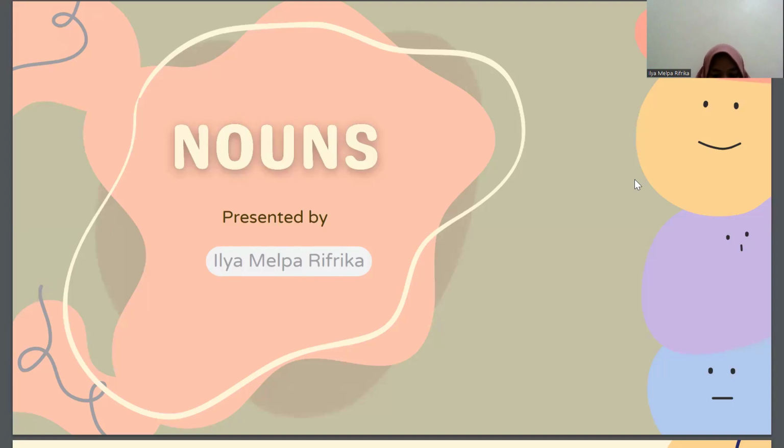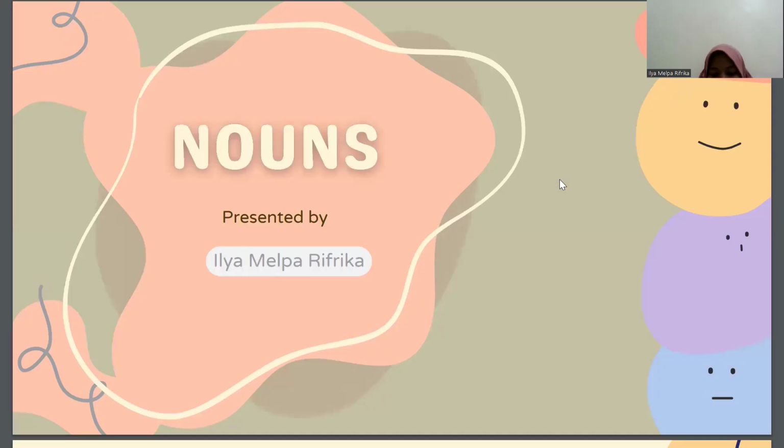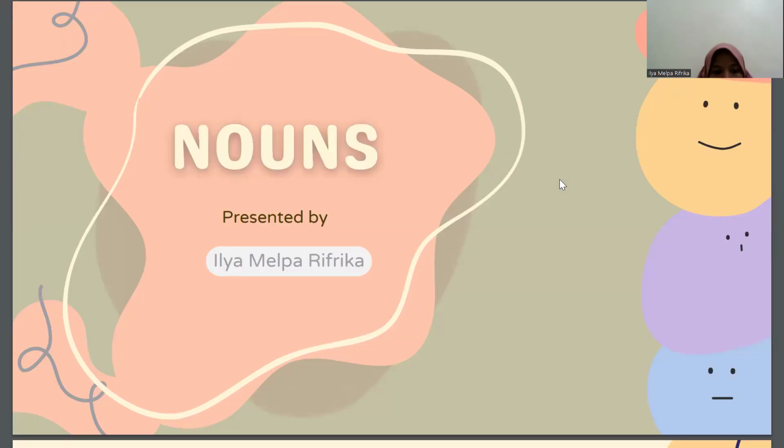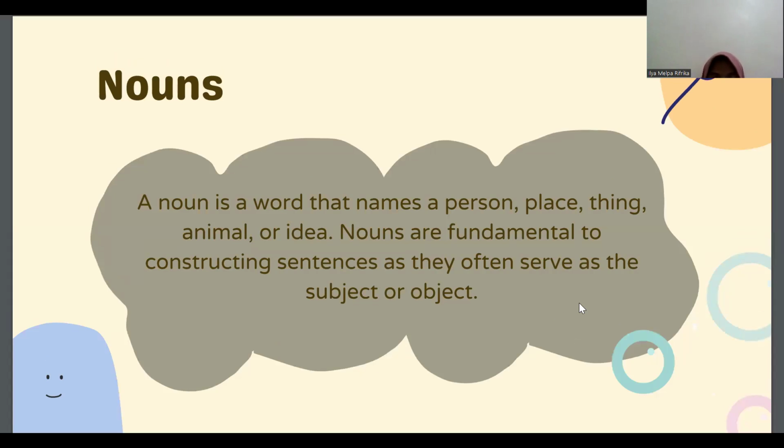I will explain about the nouns. The first one is the explanation, or the definition, of nouns. A noun is a word that names a person, place, thing, animal, or idea. Nouns are fundamental to constructing sentences as they often serve as the subject or object.